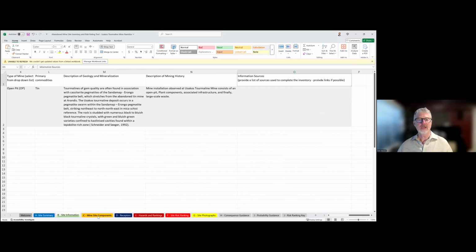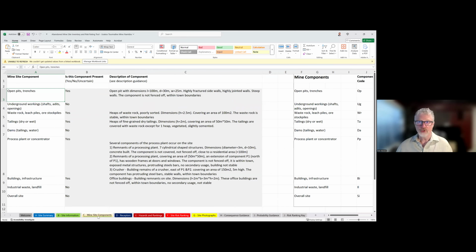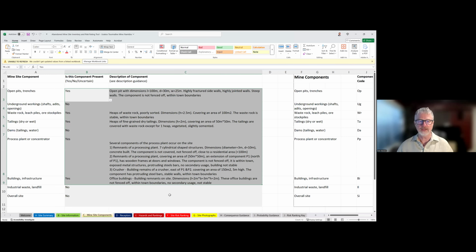Then we go to tab C, which are the mine site components. So now this is just understanding the mine itself. What are the different features that were at that mine that could be generating the hazard? So this isn't specifically the hazards itself. This is just understanding those components that exist in order for us to understand then the next step being the hazards. So you have a number of choices, and the way that the tool works is the area that's shaded here in light gray. That is where the user inputs information. The rest of the information here is provided in the tool.